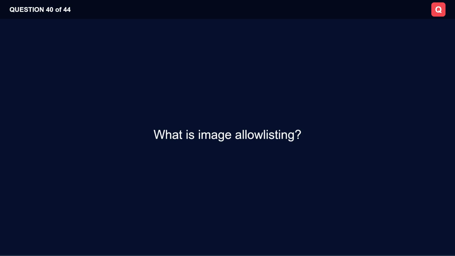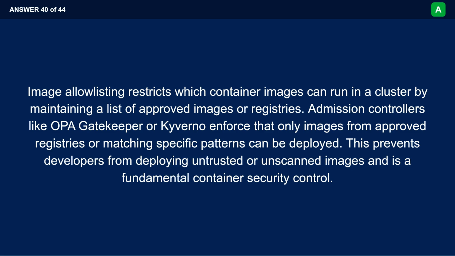What is image allow listing? Image allow listing restricts which container images can run in a cluster by maintaining a list of approved images or registries. Admission controllers like OPA Gatekeeper or Kyverno enforce that only images from approved registries or matching specific patterns can be deployed. This prevents developers from deploying untrusted or unscanned images and is a fundamental container security control.